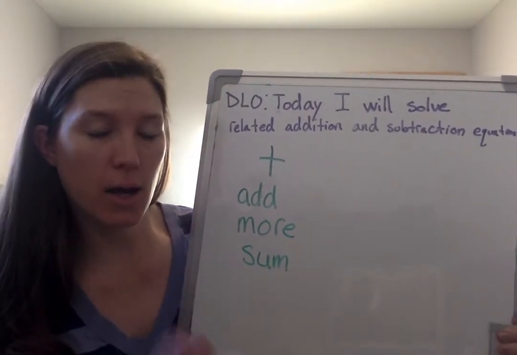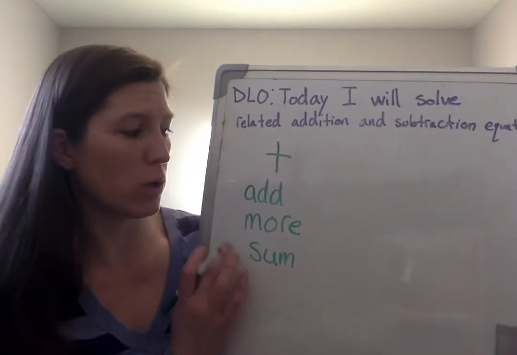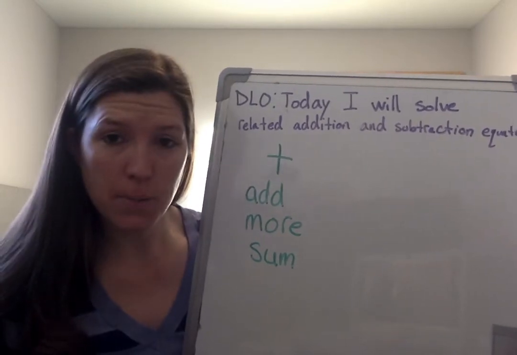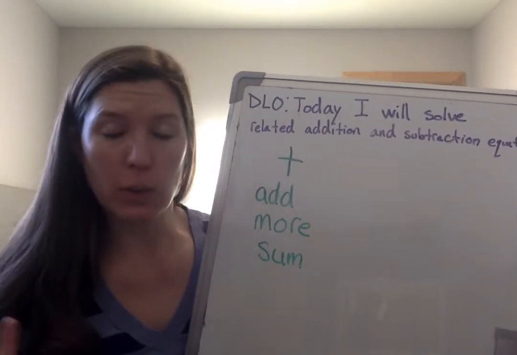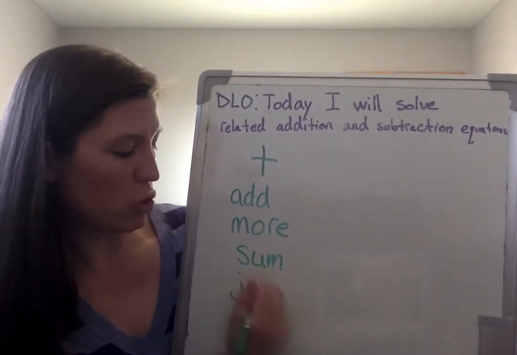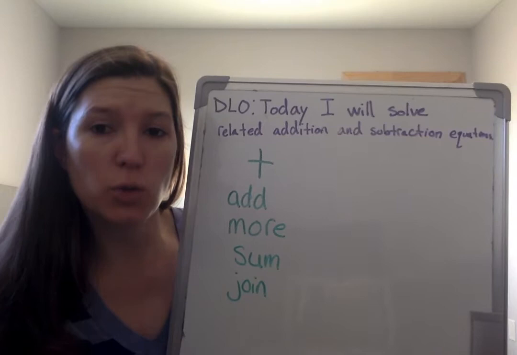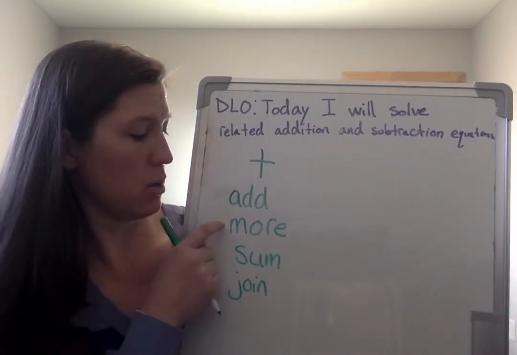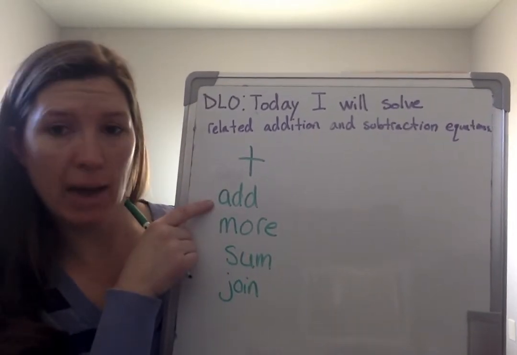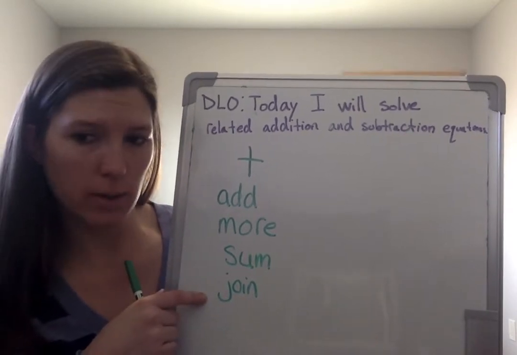Another term we're going to use today is join. Join is going to be a new vocabulary word for addition because there are some word problems in the book that will say there was one penguin, two more join the group. So we're going to say join. Join is like come together. If we're in the class and we have a new student join us, we have more, which is addition. So here's the word join. Say plus, add, more, sum, join.